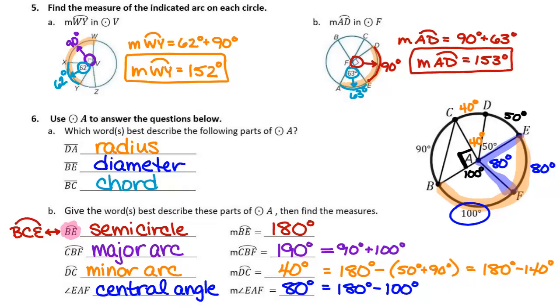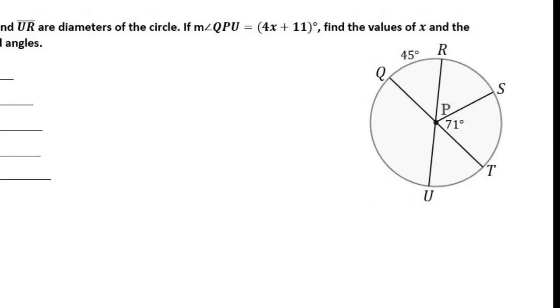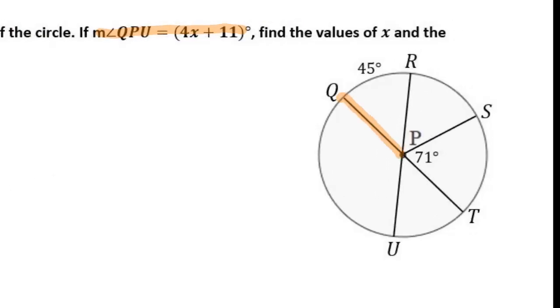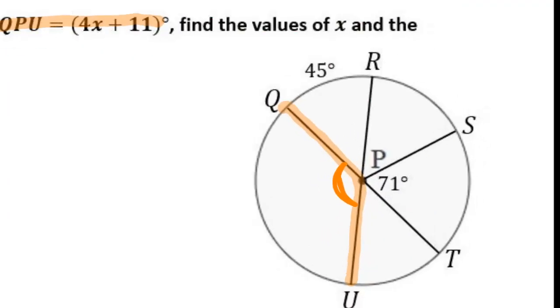We have one more problem that we're going to do for today. We're going to look at number 7. In the circle, QT and UR are diameters of the circle. If the measurement of angle QPU is 4x plus 11, find the values of x and the indicated arcs and angles. So let's go find angle QPU first. This angle right here is 4x plus 11 degrees.